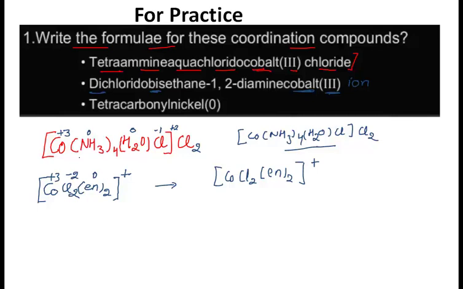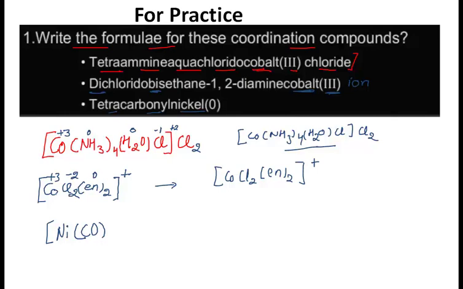Now next, that is the third one. The third one is tetracarbonylnickel(0). So again there is no counter ion. So we will write simply a square bracket, nickel is the central atom. We will write nickel first and then tetracarbonyl. Now what's the difference? What is carbonyl? Carbonyl is just CO. So within the bracket we will write C capital, O capital, right? Not cobalt. So don't get confused between carbonyl and cobalt.